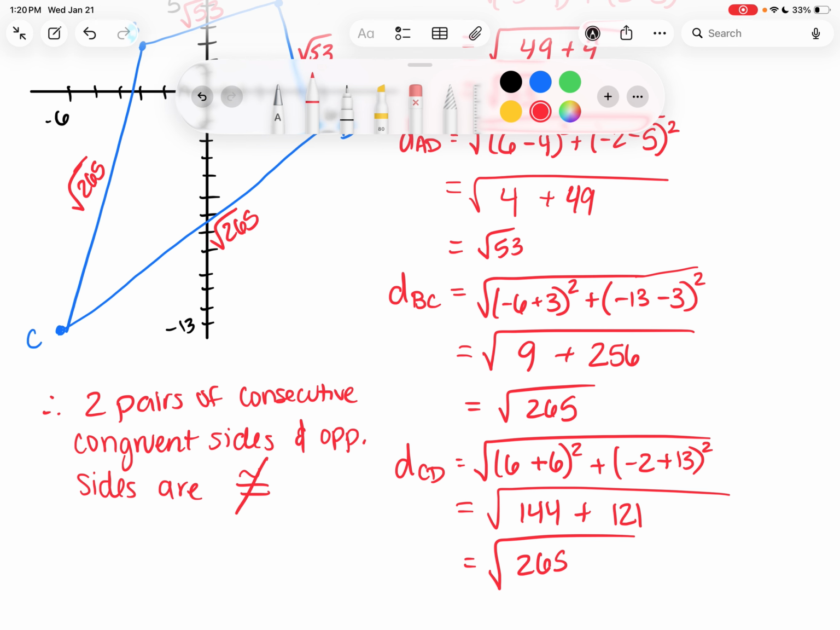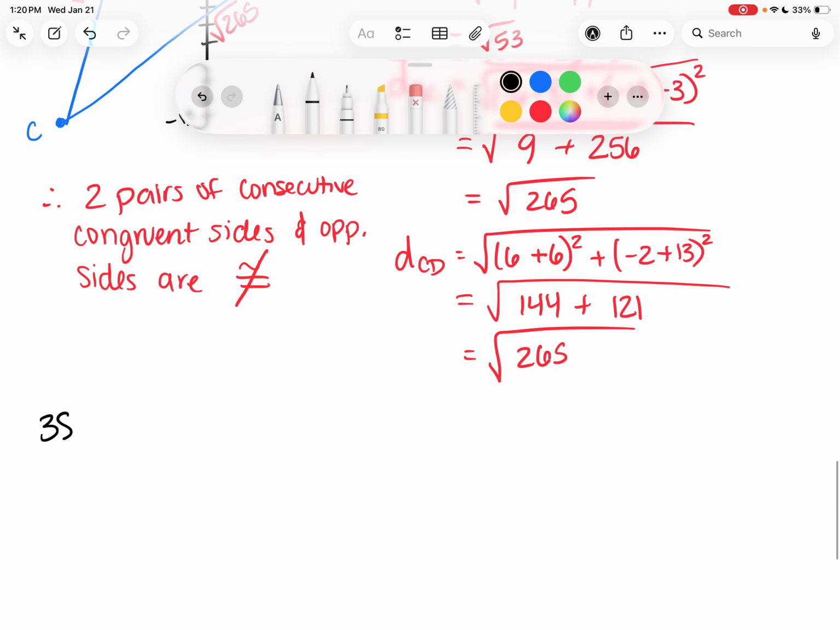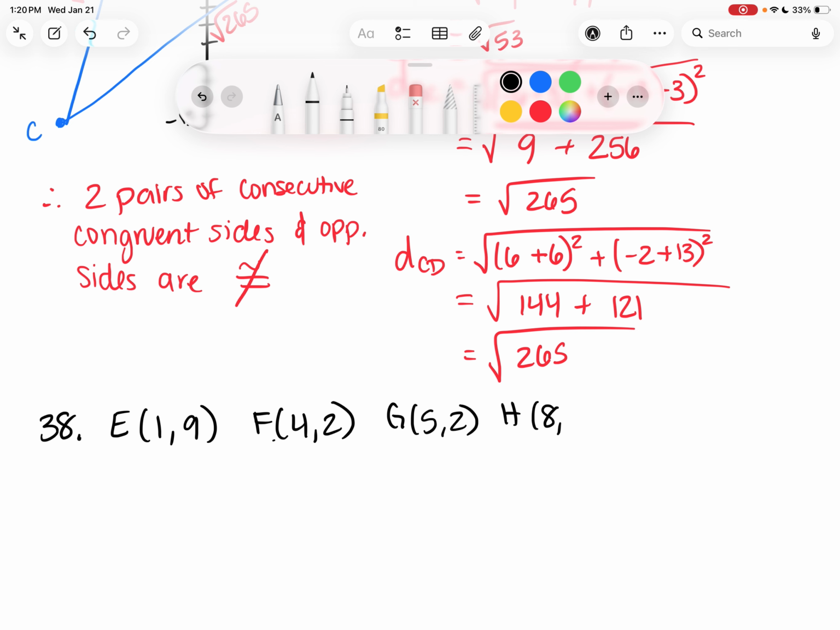All right, I'm going to hit the trapezoid one real quick. If we need to, we'll touch back on it tomorrow, but I want us to see it. So this one says to determine if it's a trapezoid, and then is it isosceles? Okay, so if it is a trapezoid, then we need to see if it's isosceles. So trapezoid one, we've got E is 1, 9, F is 4, 2, G is 5, 2, and H is 8, 9.